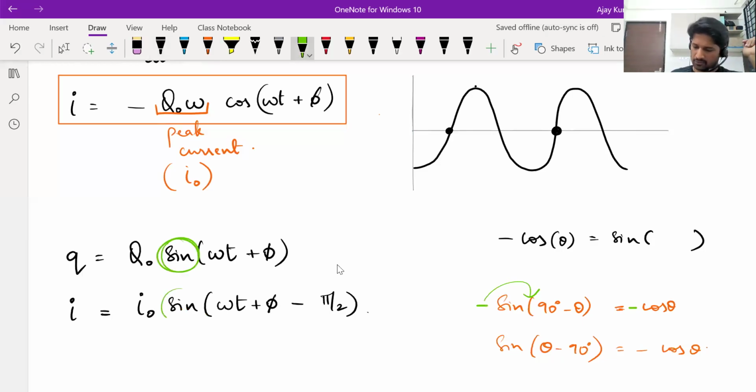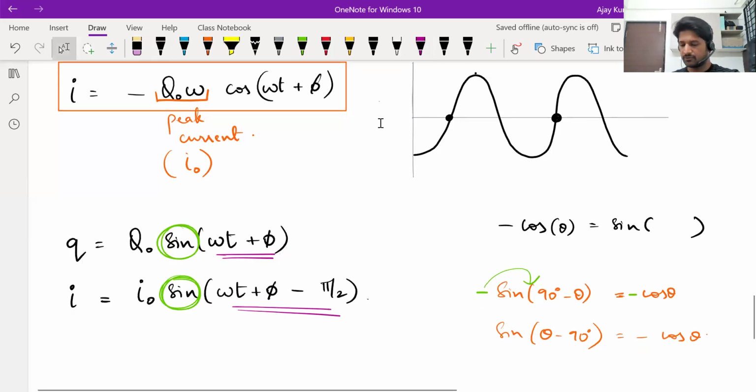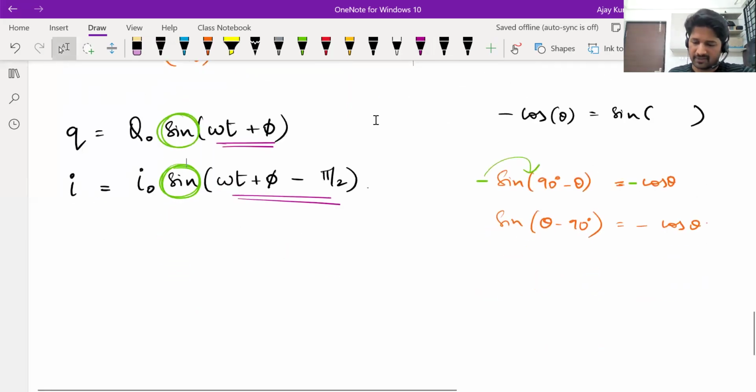We have to get both charge and current in terms of the same function so that we can compare the phases of these equations. The phase of the charge equation is omega t plus phi. Whatever is inside the sine or cos bracket is what we call phase. Omega t plus phi is the phase of the charge function. Omega t plus phi minus pi by 2 is the phase of the current function. One of you tell me directly, what is the phase difference between them?